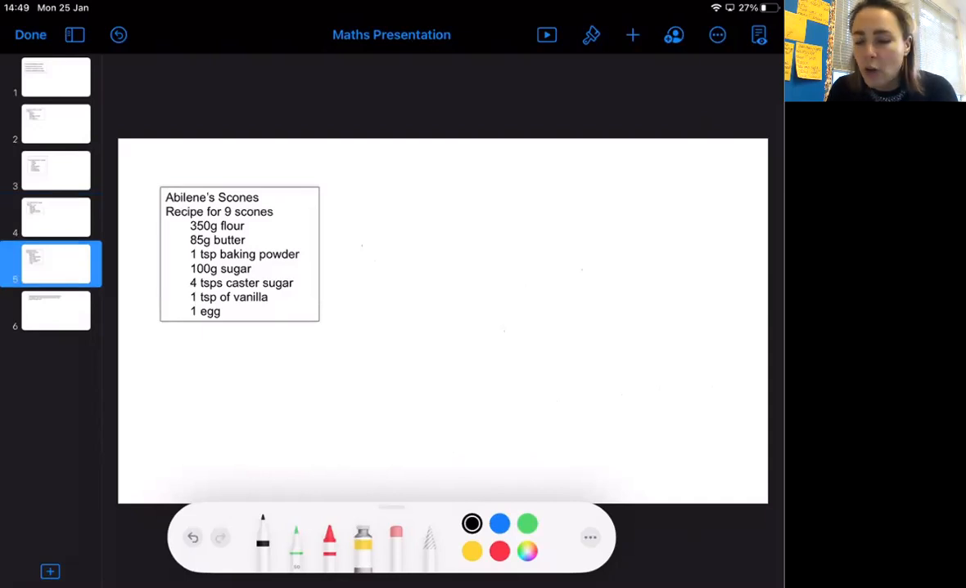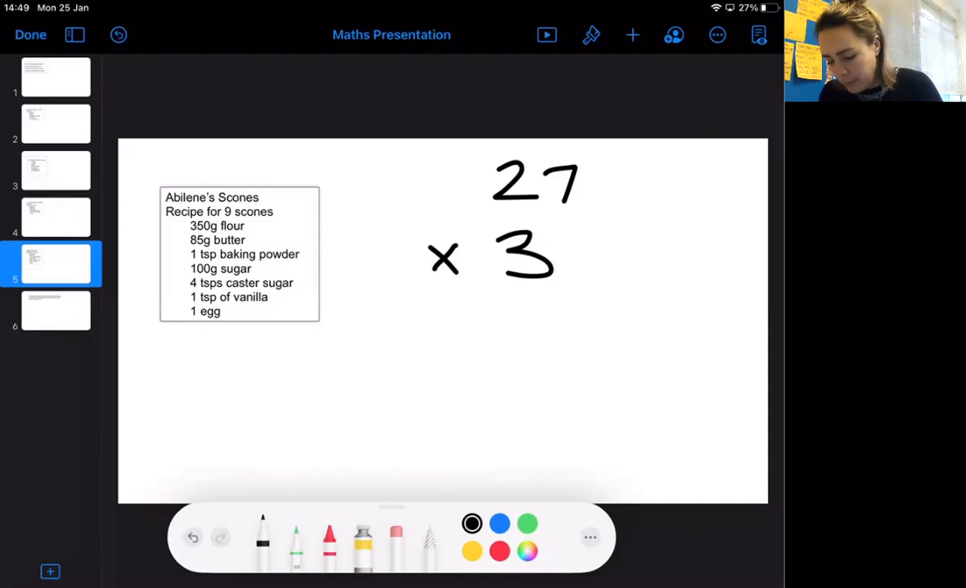We've got a recipe here for 9 scones. I can see the recipe for 9 scones. What would you need to do if you wanted to make 27 scones? You need to multiply each ingredient by 3. So you need to go through each ingredient and multiply them by 3. You can use the method that we used last week, where you had the 2-digit number multiplied by a 1-digit number, and we moved on to a 3-digit number also multiplied by a 1-digit number. Don't forget to include your units of measurement.